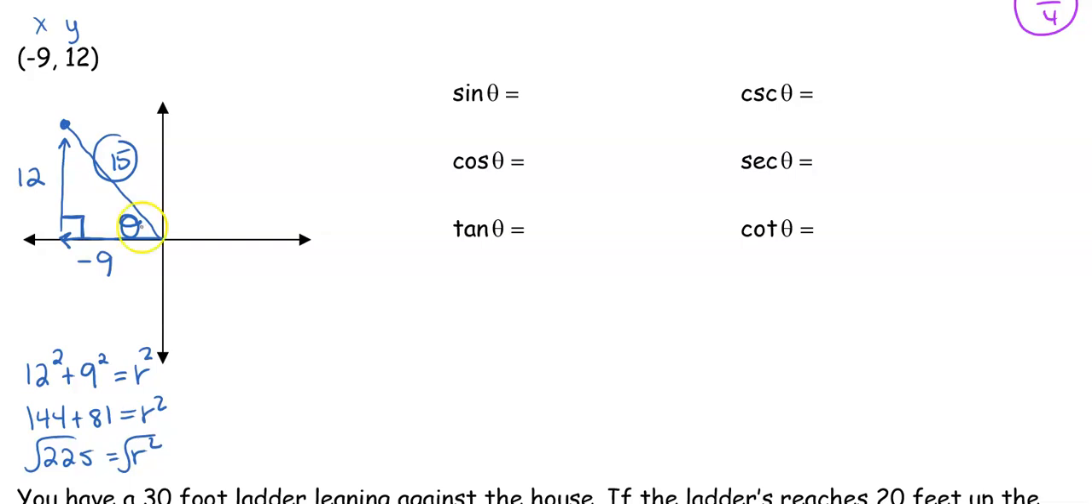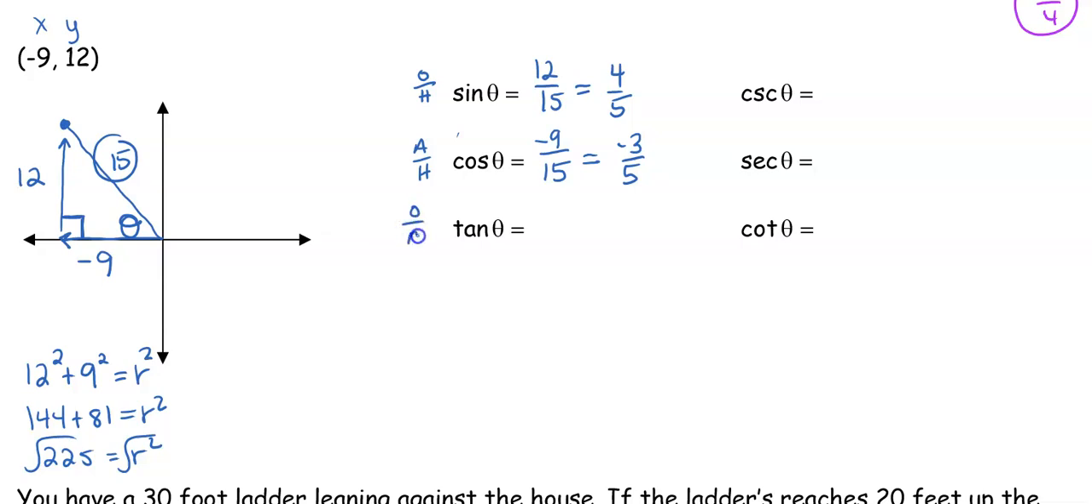So if this is my angle, sine is opposite over hypotenuse. So opposite of that angle is 12, hypotenuse is 15. We do always reduce our fractions down. So it's going to be 4 over 5. Cosine is adjacent over hypotenuse. Next to my angle is a negative 9 over the hypotenuse of 15, reducing down to a negative 3 over 5. Notice how I did use that negative.